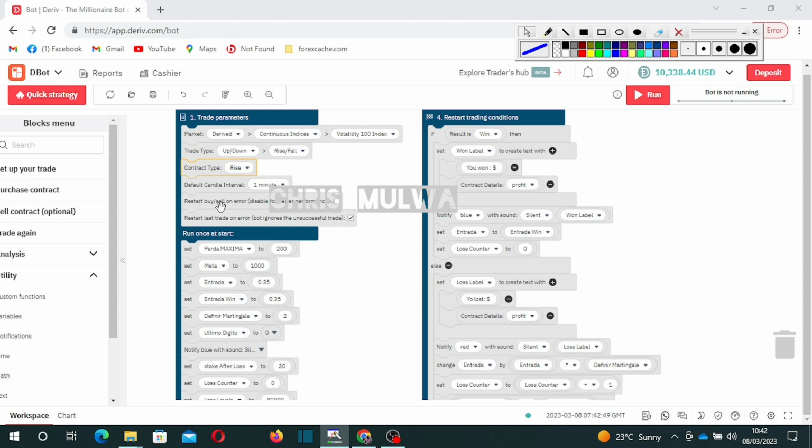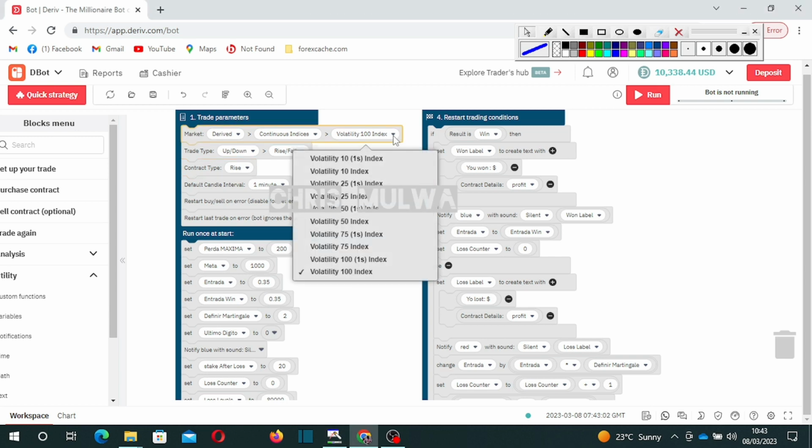You want to take your default candle interval, 1 minute. So we are trading in a 1 minute time frame. Volatility index, the index you can choose, the currency that you want to use, or the EDCs that you want to use.